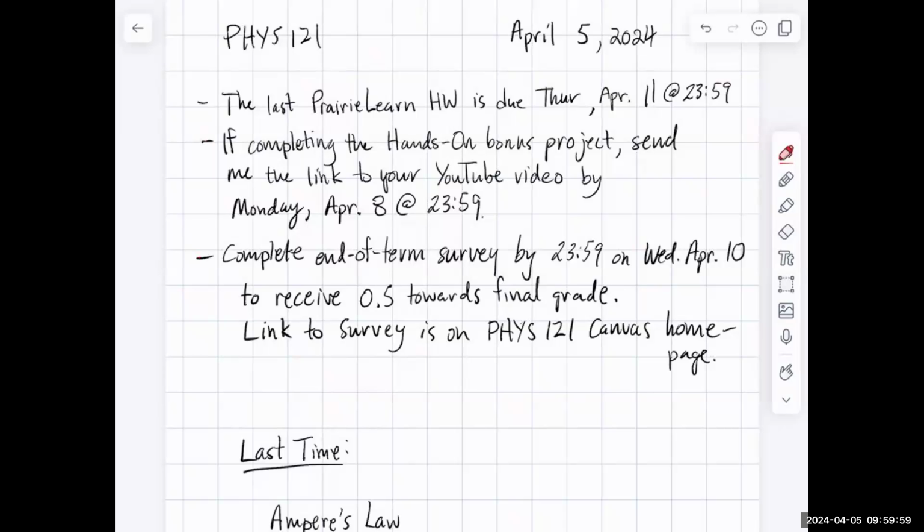So usual announcements: homework next week. The hands-on project, the due date is Monday for your video links. And then there is the end of term survey. The link is on Canvas. Do that by Wednesday of next week.